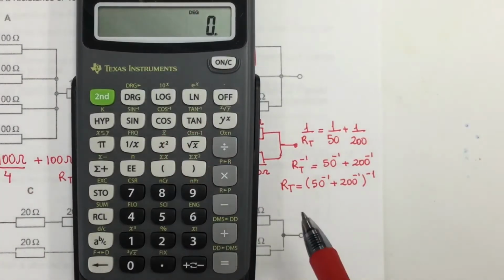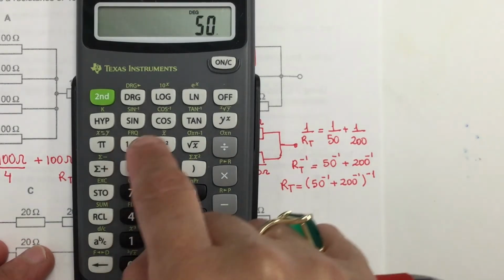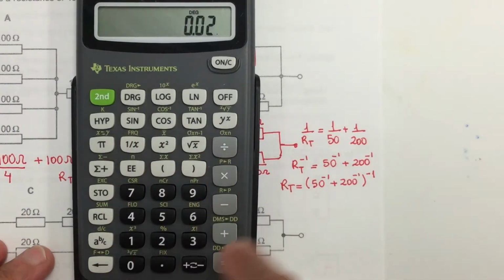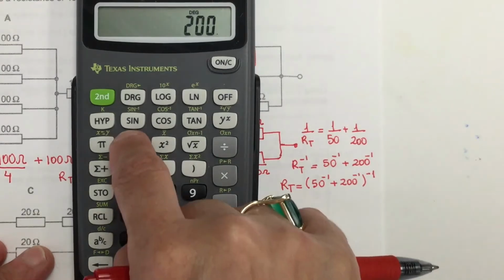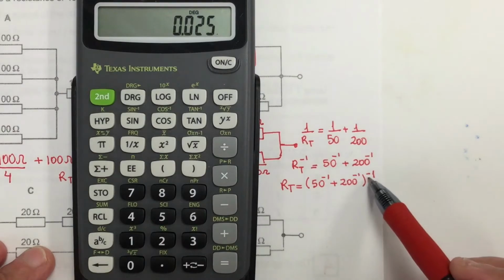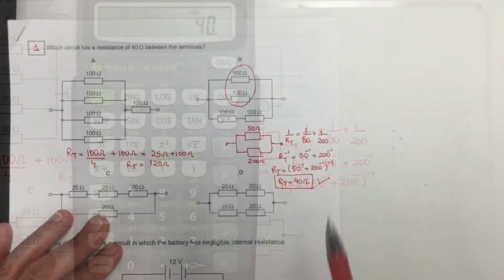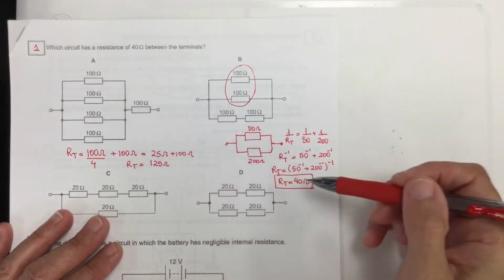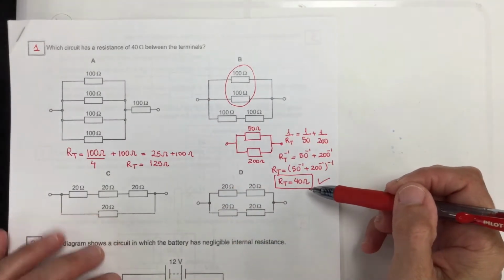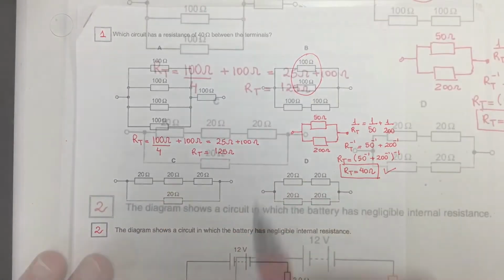So let's see how we do it in our calculator. 50 inverse plus 200 inverse equals, and inverse one more time, 40. So option B is definitely the answer. Now let me look at how we can do C and D.